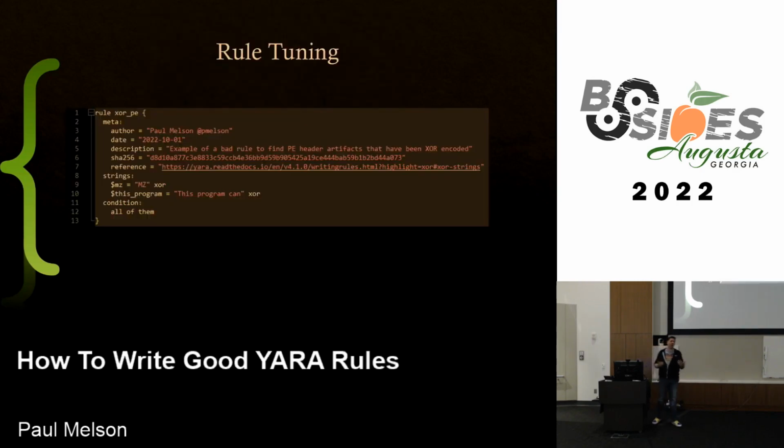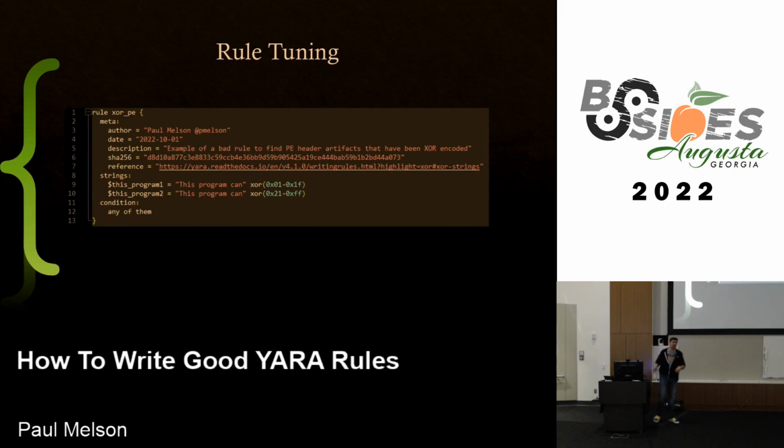So if we were to go back and revisit this, how would you tune this rule? The answer's pretty easy. We just take that out. We leave the lower cardinality string in that only had one hit, and we take this out. A better solution is to do this.